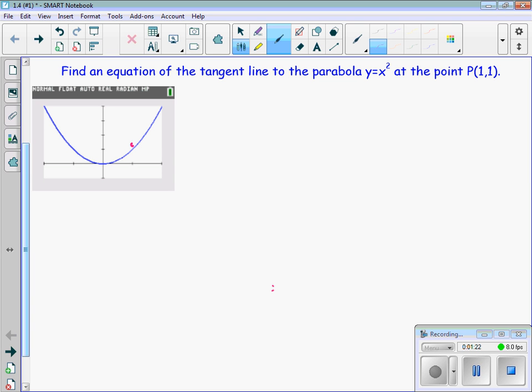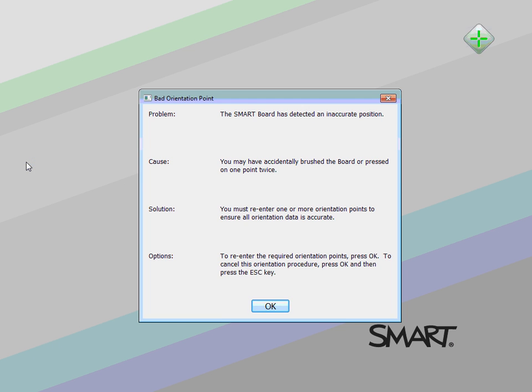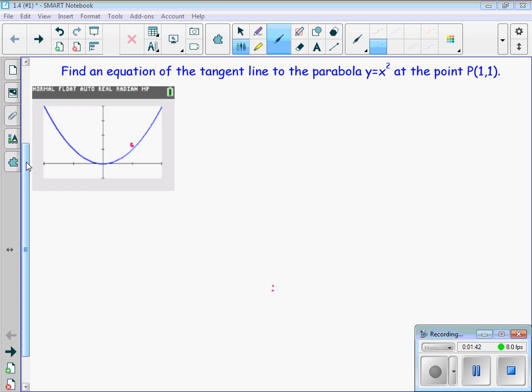It's not there. No, give me a second to reorient this. What was that? Why? I know, but why? There we go. Okay, we're going to try it again.